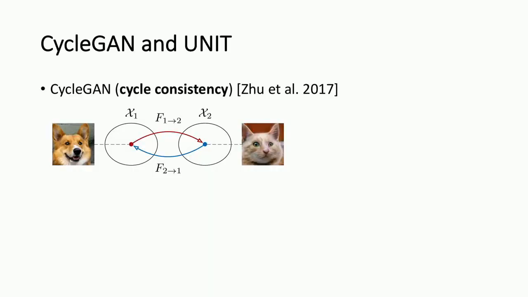So there are two early and very successful unsupervised image-to-image translation models. They are CycleGAN and UNIT. They propose different kinds of constraints to regularize the solution space. In CycleGAN, they propose the cycle consistency, which means that if you translate a dog to a cat and translate it back, you should reconstruct the original dog. And the translation networks for both directions are trained together, and they provide supervision signals for each other.